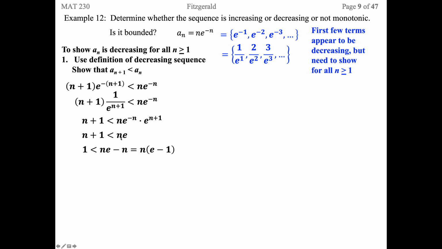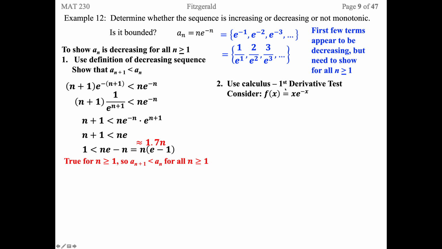I'm going to subtract over the n, and now the right side is a variable expression which is trying to be greater than that 1, or in reverse, 1 is less than this variable expression. Well, we know e is 2.7, so if we have 2.7 minus 1, this is approximately 1.7 times n, and since n is starting at 1, then 1.7 is obviously going to be larger than the 1, so yes, it's a decreasing function. Okay? All right, another way is you can use the first derivative test.